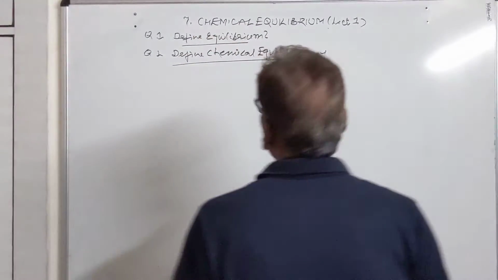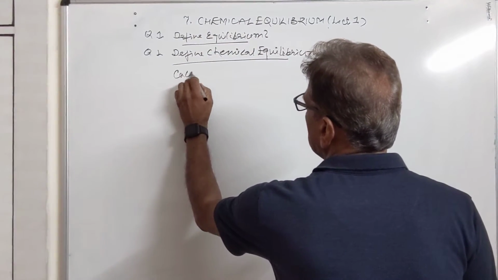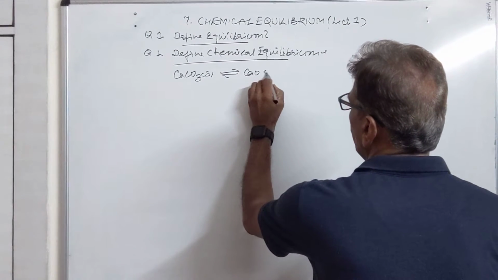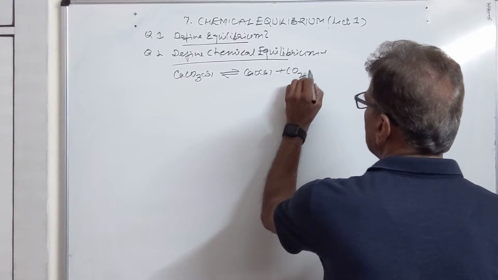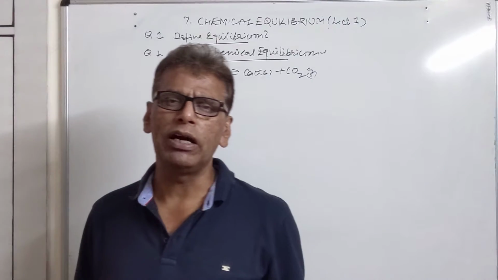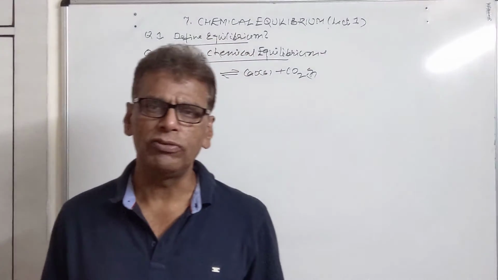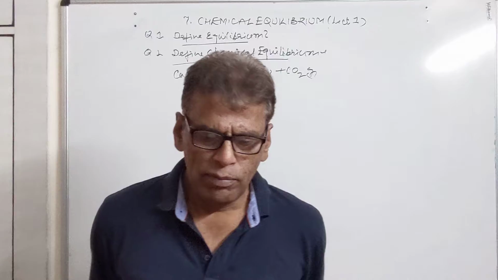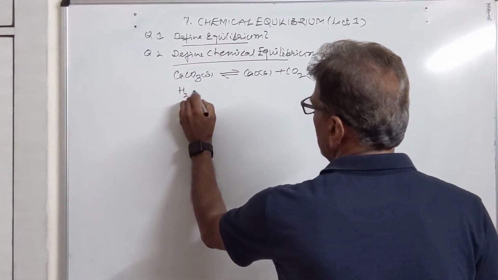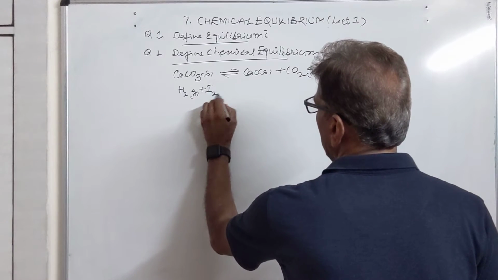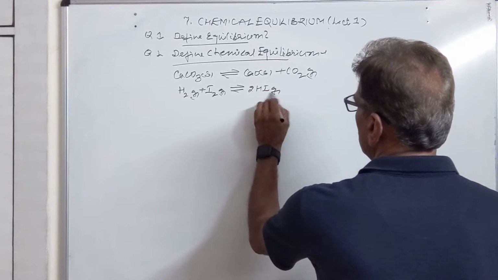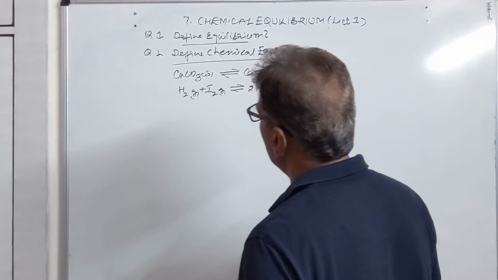For example, we have a number of such reactions. CaCO3 solid, when heated in a closed system, will reach a state when the rate of decomposition of CaCO3 becomes equal to the rate of reformation of CaCO3 from CaO plus CO2. That will be the point of equilibrium. Similarly, H2 gas combines with I2 gas to give 2HI. So this is the point of equilibrium.